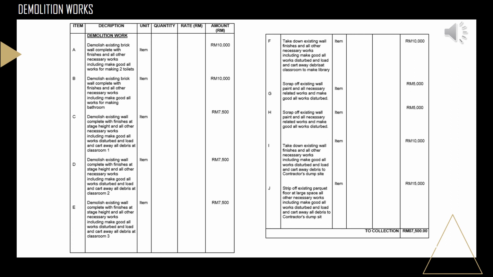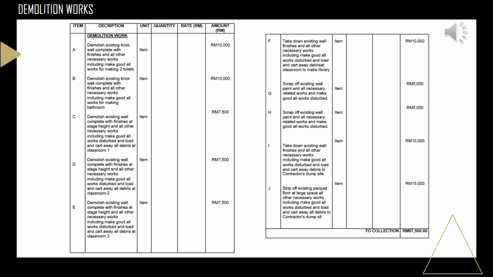I would like to present about demolition work. Here there are 4 types of demolition work. For example, the first one is demolish existing brick wall complete with finishes and all other necessary works, including make good all works for making 2 toilets. Demolish existing building wall complete with finishes and all other necessary works, including make good all works for making bathroom.